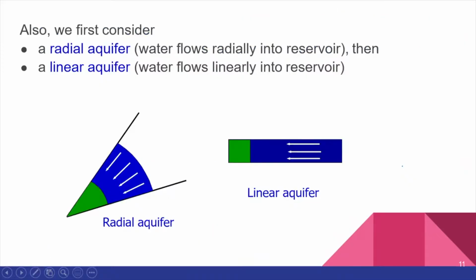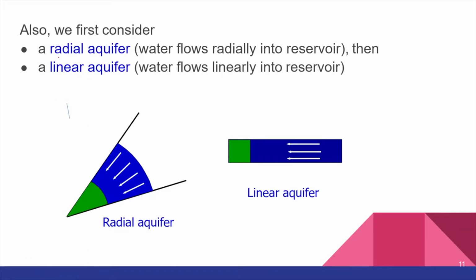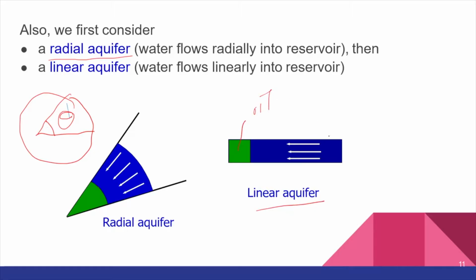We also need to consider the radial aquifer, which is a circular shape, like a pie where you have an angle here. So there will be a reservoir that is shaped radially, and also the normal linear reservoir, linear aquifer. So this is your oil and this is your water. So there are different shapes of reservoir and water aquifer.